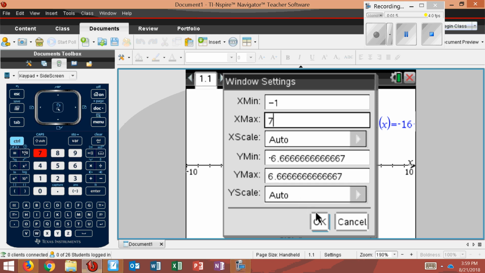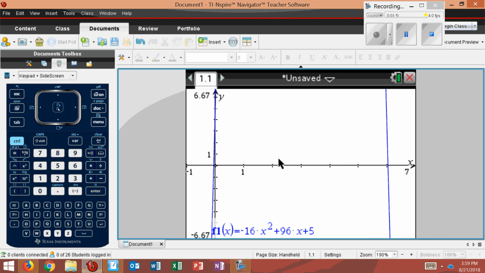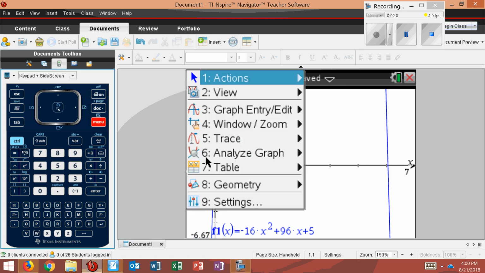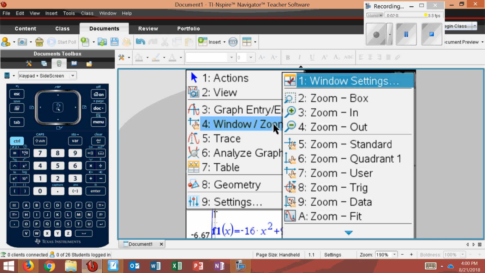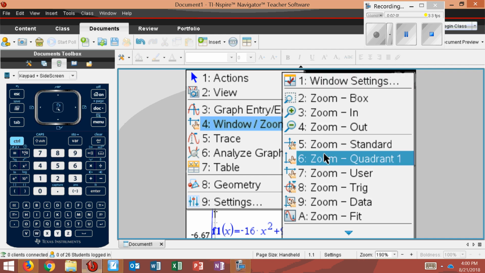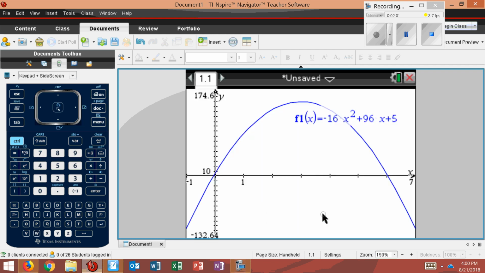And I'll hit OK. The X scale tells you what you want to count by. I'll just put I want it to count by ones. I'll hit OK. Now, I didn't do anything with the Y's. The reason why is you can go to Menu, Window Zoom, and if you do Zoom Fit, it'll change the graph so you can see the whole of the graph. It changes the y-axis without affecting the x-axis.